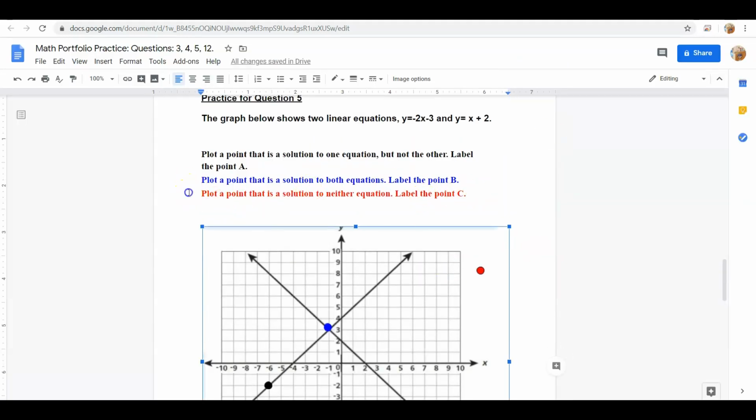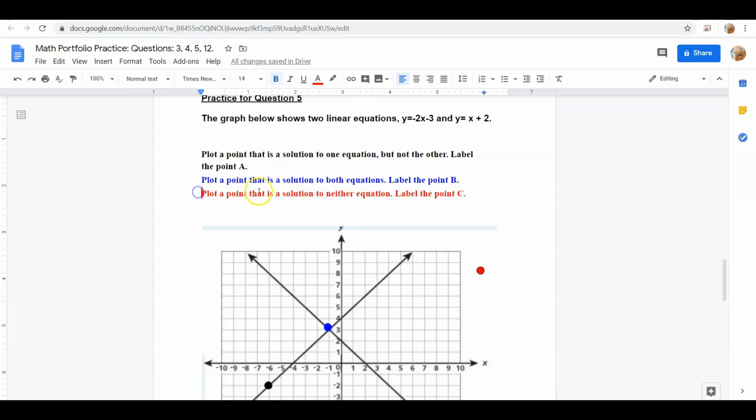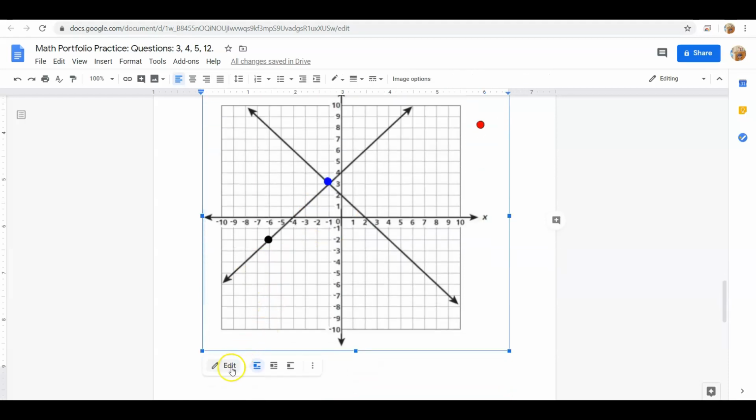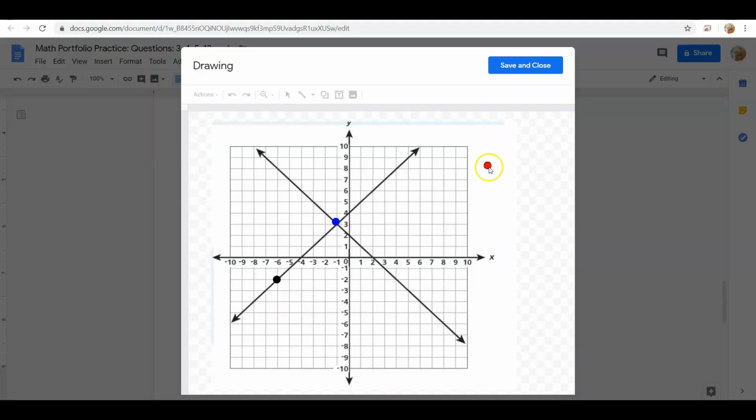Lastly, C asks us to plot a point that is a solution to neither equation. That means we need to plot a point that does not fall on either of these two lines. So if these two are my equations, I cannot have this red dot anywhere on the line. So if I plotted my point there, that is incorrect because that would indicate a solution. So to plot my point in a place that is not a solution to either of these equations, I need to put it somewhere that is not on the line.